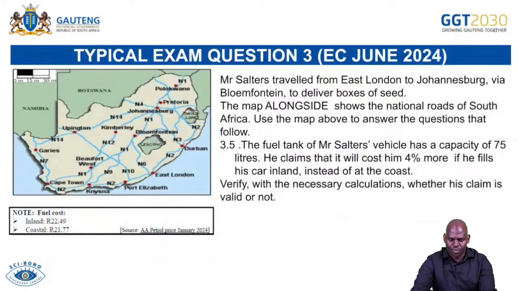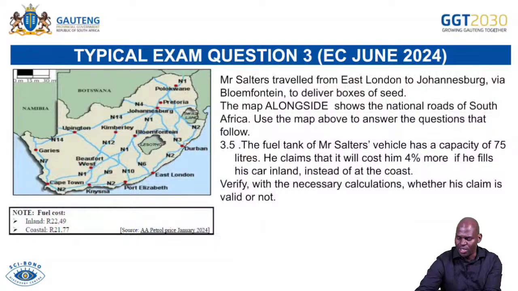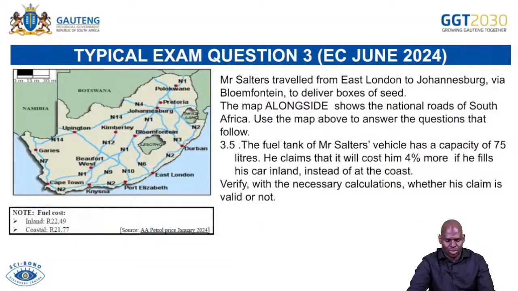Then number 3.5: the fuel tank of Mr. Salter's vehicle has a capacity of 75 liters. He claims that it will cost him 4% more if he fuels his car inland instead of at the coast. Verify with the necessary calculations whether his claim is valid or not. So if we look at the information that is given here.